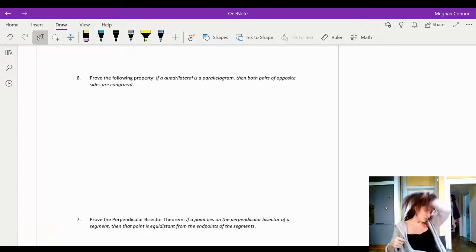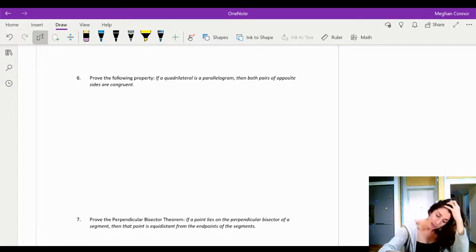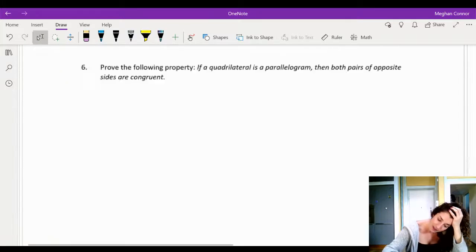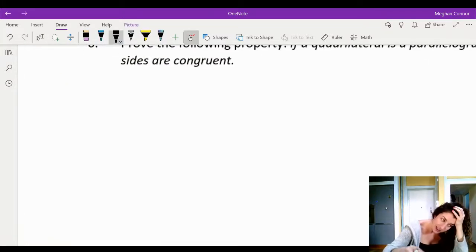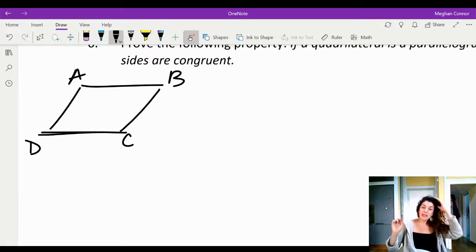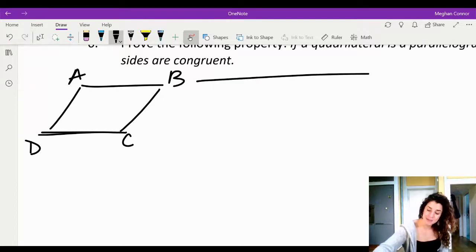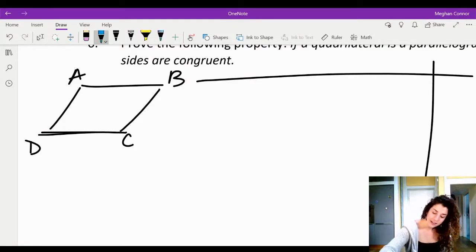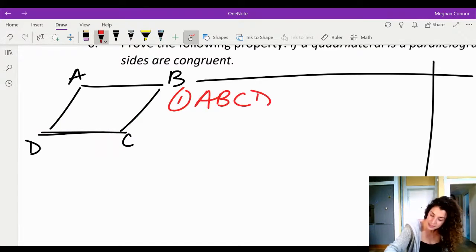I'm first going to draw a diagram that looks like a parallelogram. I'll put it over here just to mix things up. And I'm going to call it A, B, C, D. And we're given that it is a parallelogram. So the first step is my given: A, B, C, D.